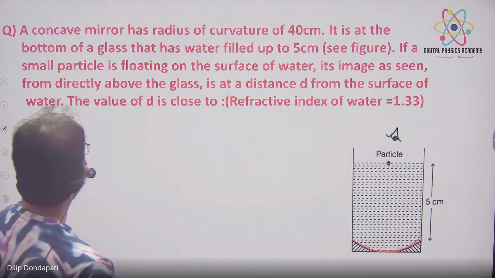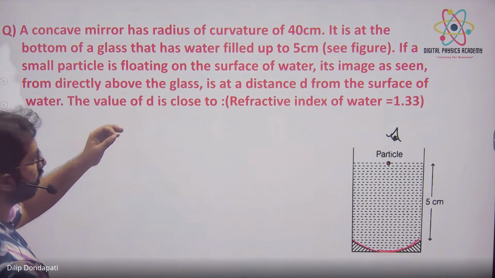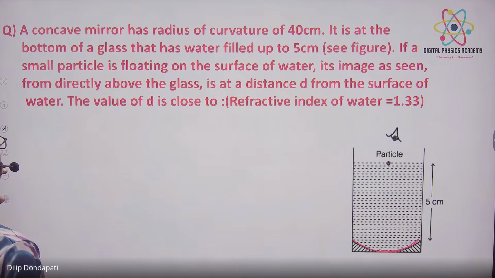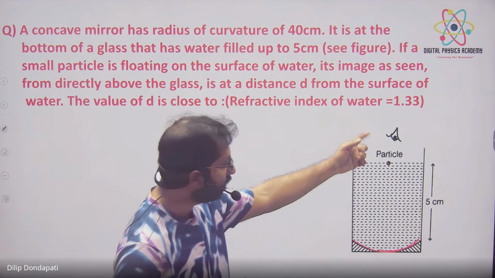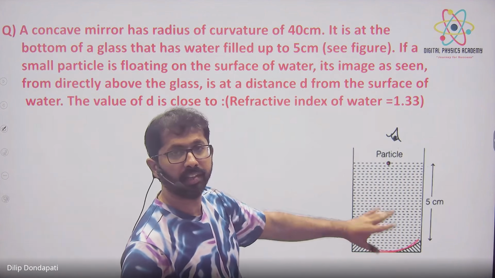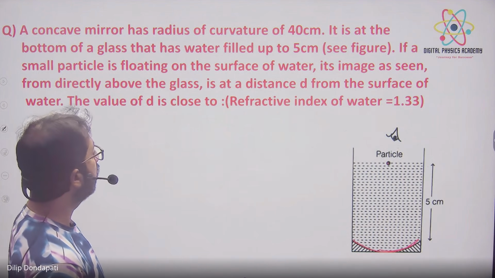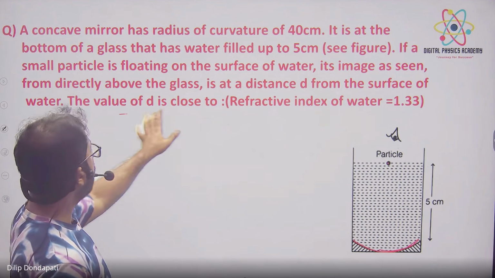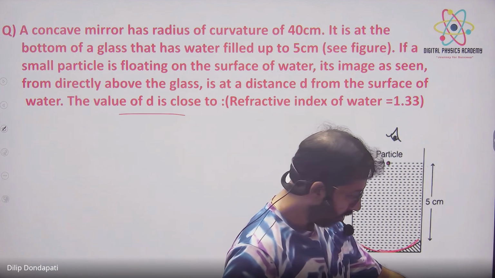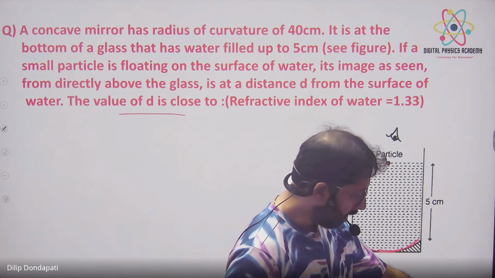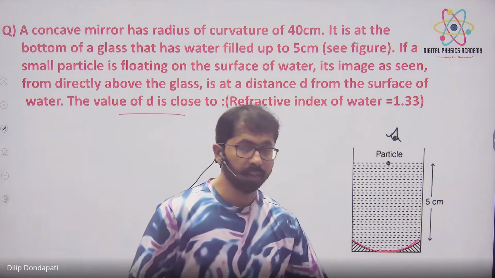Okay. If a small particle is floating on the surface of water, the image as seen directly above from the glass is at a distance D from the surface of the water. So इसका image will be some distance D से है. Okay, from concave mirror से. He's asking the value of D is how much? कैलकुलेट करो. Well, indirectly it is telling to find apparent depth.